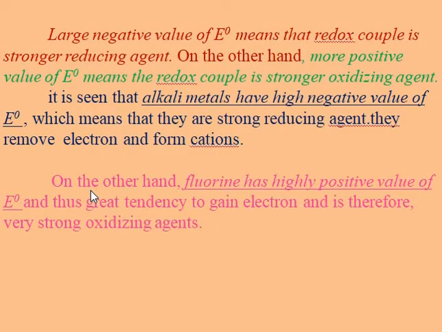In the standard conditions, if there is a large negative value of E0, it means the redox couple is a stronger reducing agent. On the other hand, more positive values of E0 mean the redox couple is a stronger oxidizing agent. This E0 is referred to as the standard reduction potential.